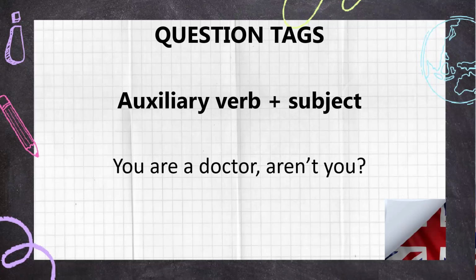You are a doctor, aren't you? So this is the question tag, aren't you? We can see that we use the subject, which is you, and an auxiliary verb, the verb to be. In this case, are, aren't.